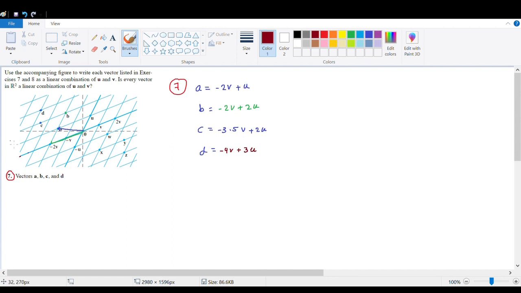Since u and v are not multiples of each other, because this is u, this is v, it is not a multiple of each other.